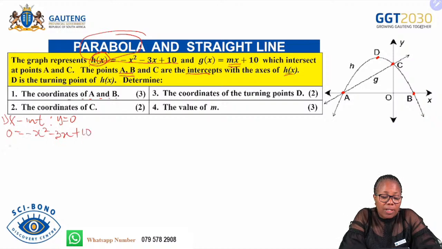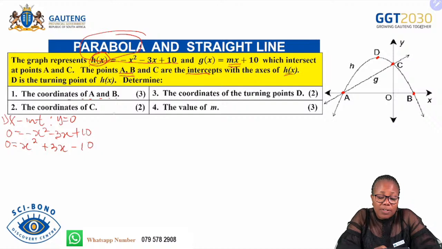Multiplied throughout by a negative, we end up with 0 equals x squared plus 3x minus 10. So we are looking at the factors of 10, grade 12s. Remember, factors of 10, we have 1, we have 2, we have 5, and also 10. Those are the only factors. And then now, how can we get a product there? It will be 1 times 10, 2 times 5.